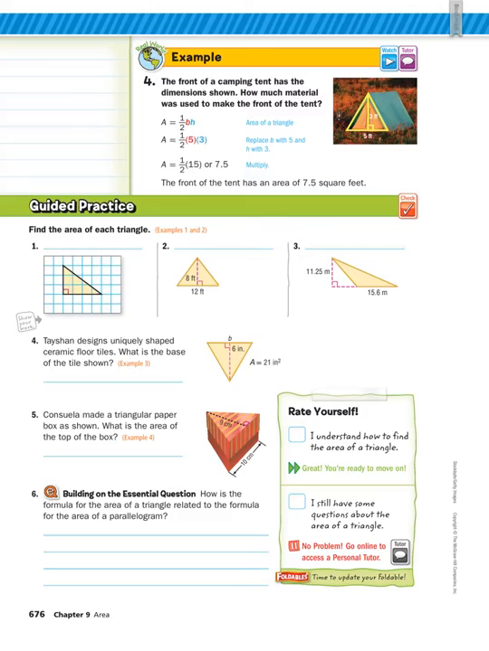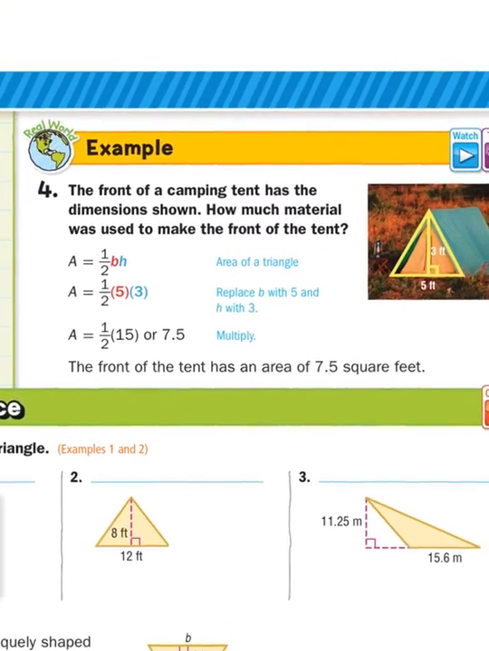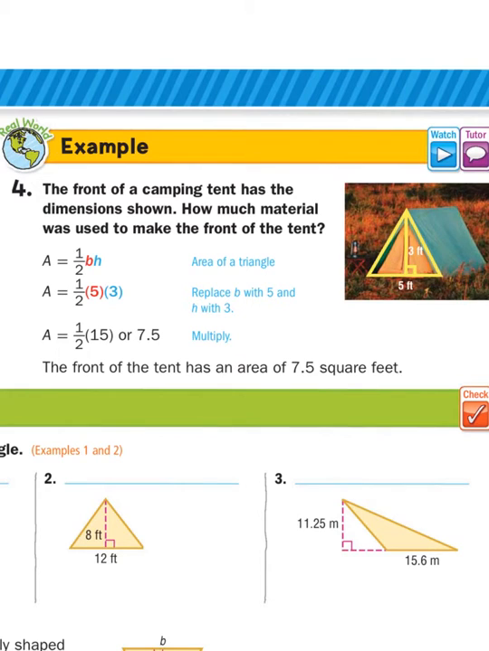So now on the page, we're just going to show you one real-world example, and then you're done listening to me drone on. So, in the real-world example, it says the front of a camping tent has the dimensions shown. How much material was used to make the front of the tent? Now, notice they don't say the front of the tent is a triangle, so if you were doing this on a test, you would have to say, hey, that's a triangle. Make sure I use the formula, half times base times height.